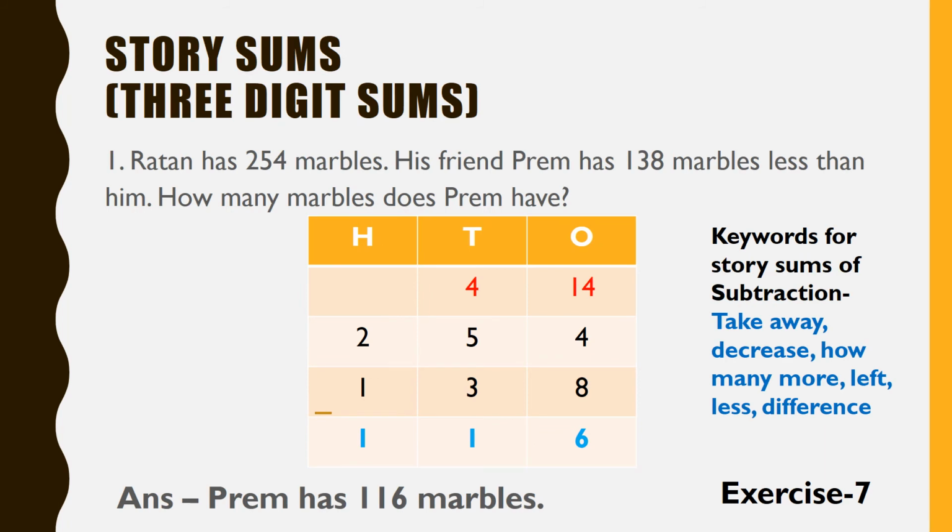So here we are going to see the story sum from exercise number 7 of the chapter Subtraction. So here I have considered the first example, that is: Ratan has 254 marbles. His friend Prem has 138 marbles less than him. How many marbles does Prem have?